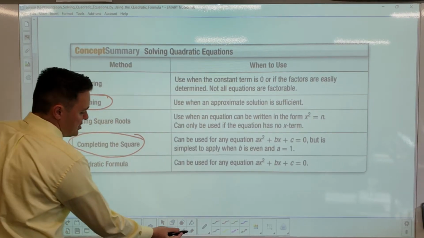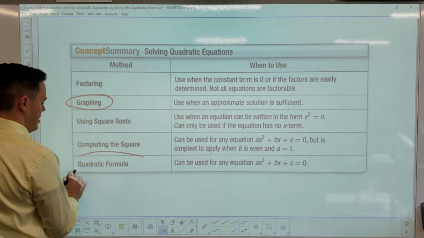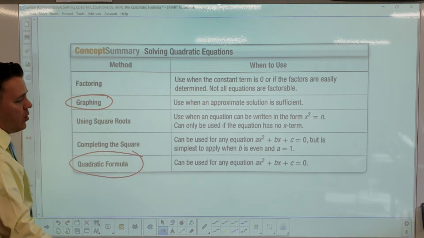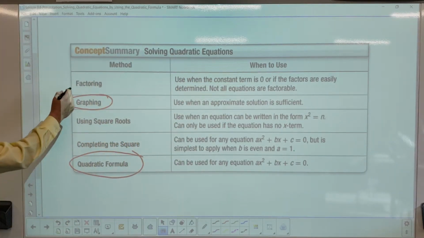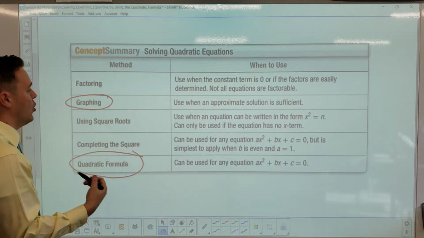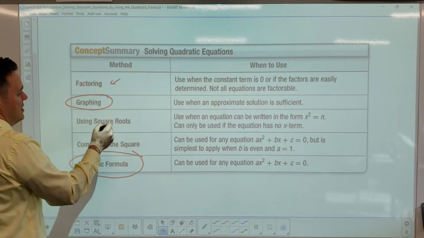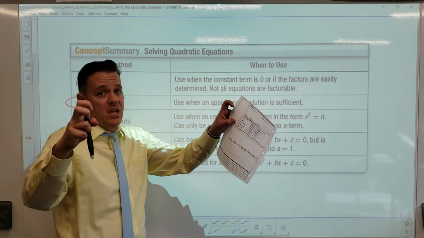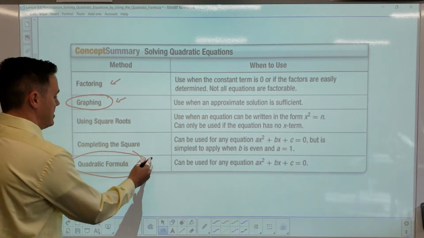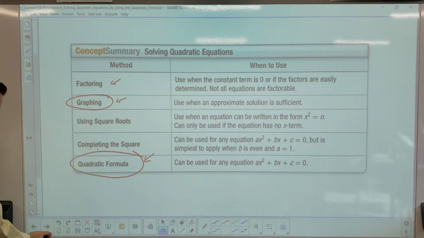The biggest and easiest ones to do, technically speaking, would be graphing and then the quadratic formula. Can you factor? Most of you can. This is easy as well. I would say see if you can factor it first. If not, graph it. If you graph it and you get a point that's an approximation and you need an exact, go quadratic. I would skip these two if possible.